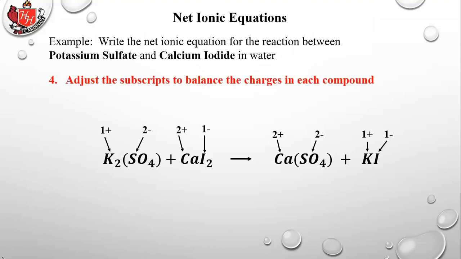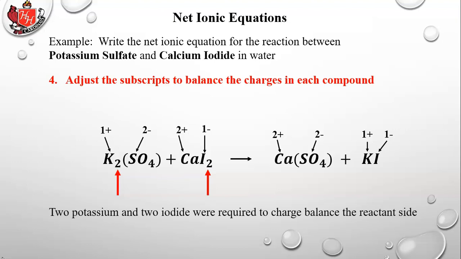So that was number 4. Adjust the subscripts to balance the charges in each compound. So there you have the 2 for the potassium, the 2 for the iodide. So 2 potassium and 2 iodide were required to charge balance the reactant side.